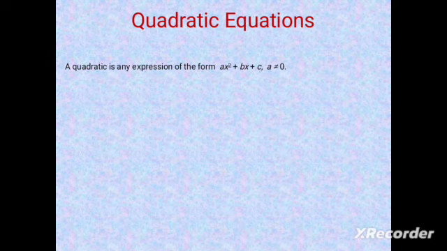By definition, a quadratic is any expression of the form ax squared plus bx plus c, and a should not be equal to 0, because if a is 0, it will affect the format of the quadratic equation, and it will no longer be a quadratic equation anymore.